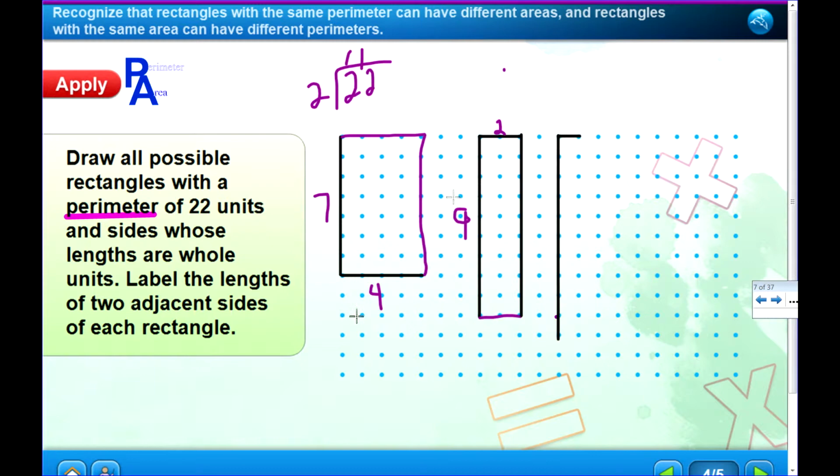Let's look at these first 2 and see if we can find the area now. What's 7 times 4? There should be 28 squares in there. How many squares are going to be in this one? 9 times 2. 18 is all.